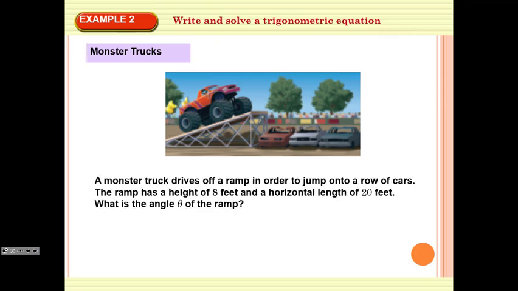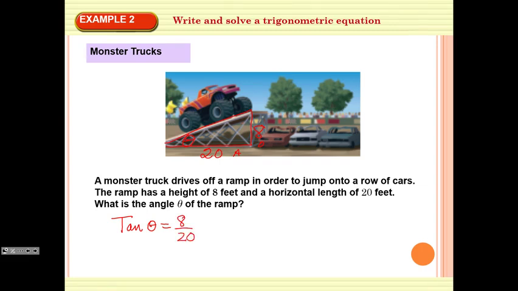Here we go, monster truck. A monster truck drives off a ramp in order to jump a row of cars. The ramp has a height of 8 feet. So here's my triangle right here. This is going to be 8 feet. The horizontal length is 20, and they want to know the angle of the ramp. This is going to be opposite and adjacent. So we're going to say tangent theta equals 8 over 20.